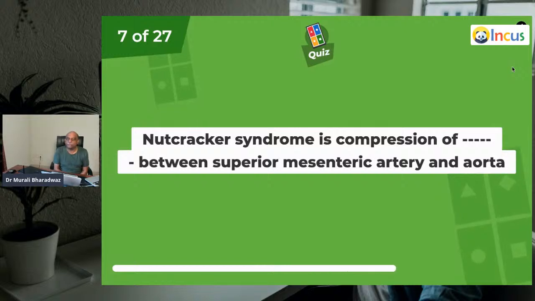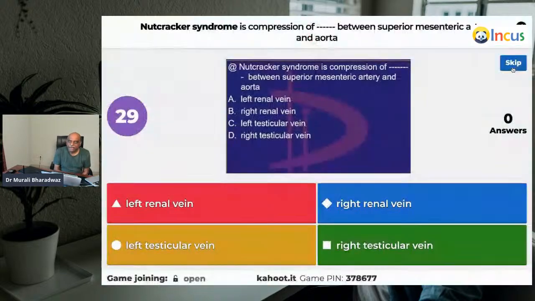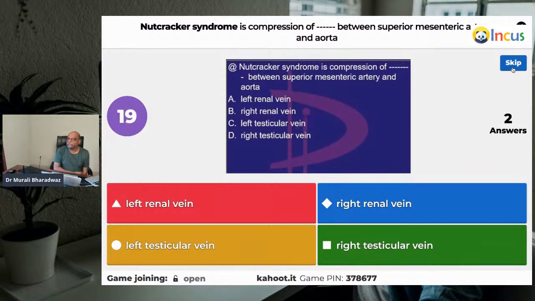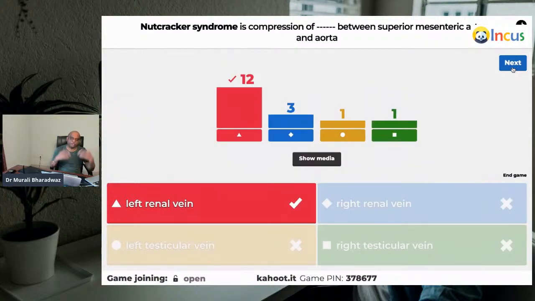Now, doctor, nutcracker syndrome. It is the compression of which structure between superior mesenteric artery and the aorta? Nutcracker syndrome is the compression of which structure between superior mesenteric artery and aorta. Straight away, the same question is going to come in tomorrow's AIIMS and NEET PG exam. Very good.